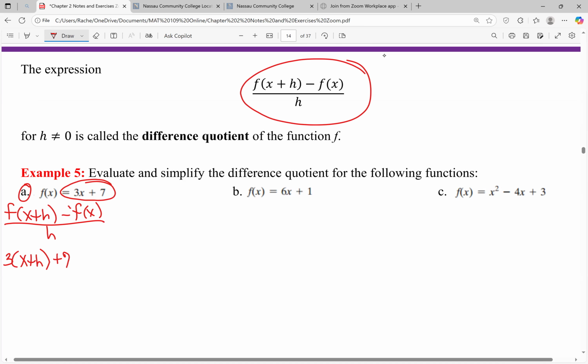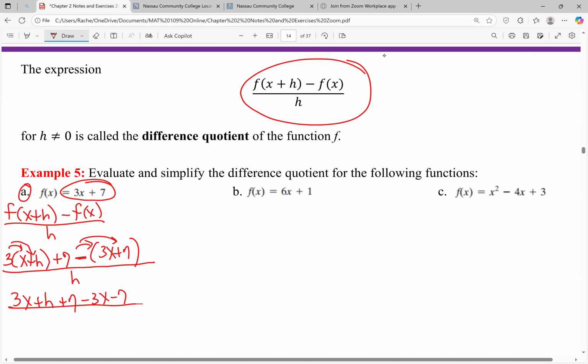But then we need to subtract f of x, and f of x is just 3x plus 7. This is just the function itself. And then we divide by h. So this represents the difference quotient for f of x equal to 3x plus 7. But now we can simplify it. We can distribute in the numerator, so we have 3x plus 3h plus 7. All I did was distribute the 3. Now I can distribute the negative, so I'm going to have minus 3x minus 7, and then divided by h.